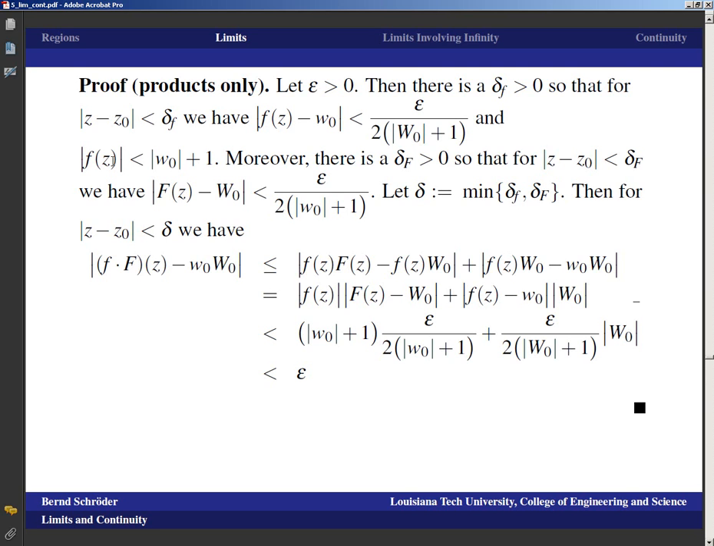F of z minus W0 absolute value can be made smaller than 1, which means if I go with plus minus W0 here, I get f of z minus W0, which is smaller than 1, plus W0 absolute value, which I keep. So I get this upper bound here. Highlighting is terrible. And then that means I now need to somehow control this thing with something that cancels the W0 plus 1, and that's this term over here. And then, of course, everything works out to be epsilon.